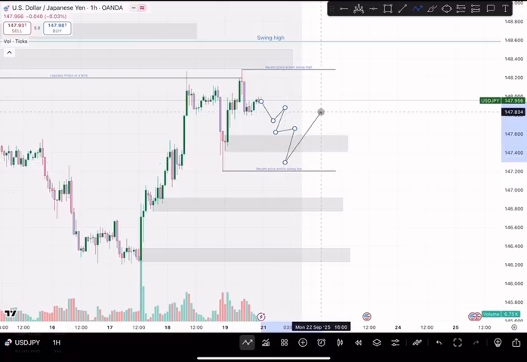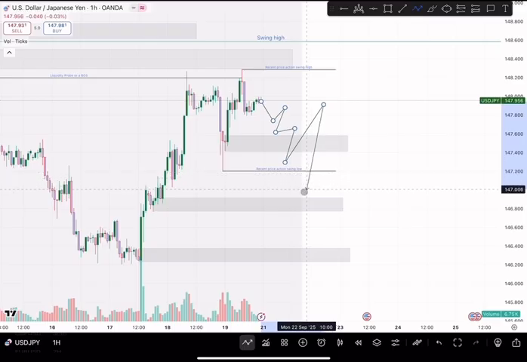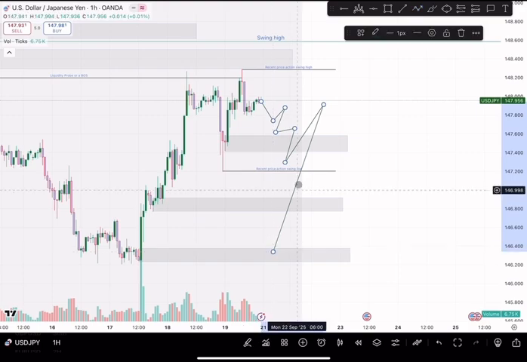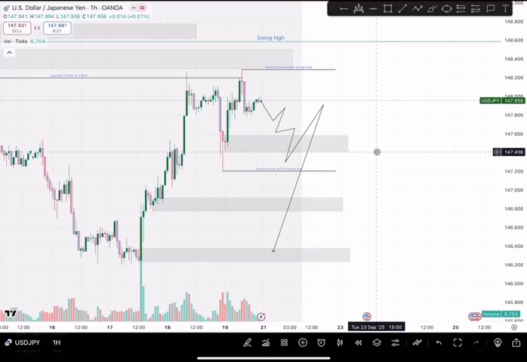Maybe go back up some way and then possibly break below and target demand areas. There will be some of this in this area. It won't be a straight thing. Maybe not, maybe it will be, but we'll have some action going, some movements.